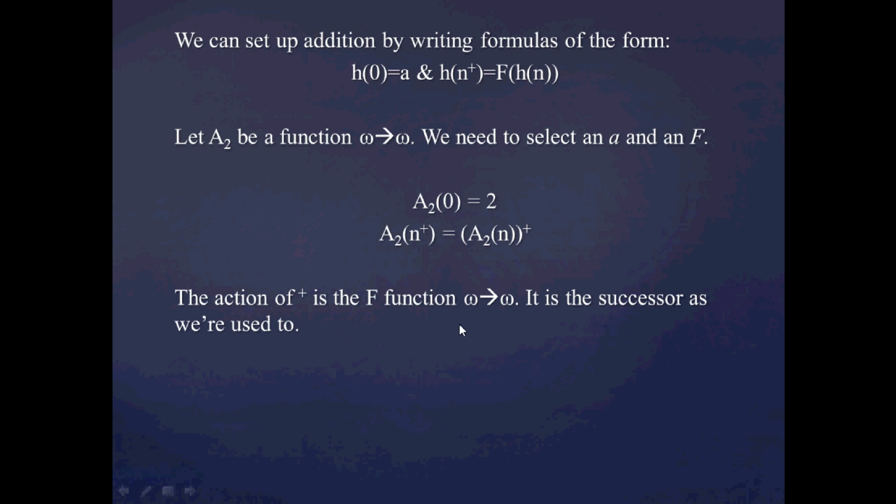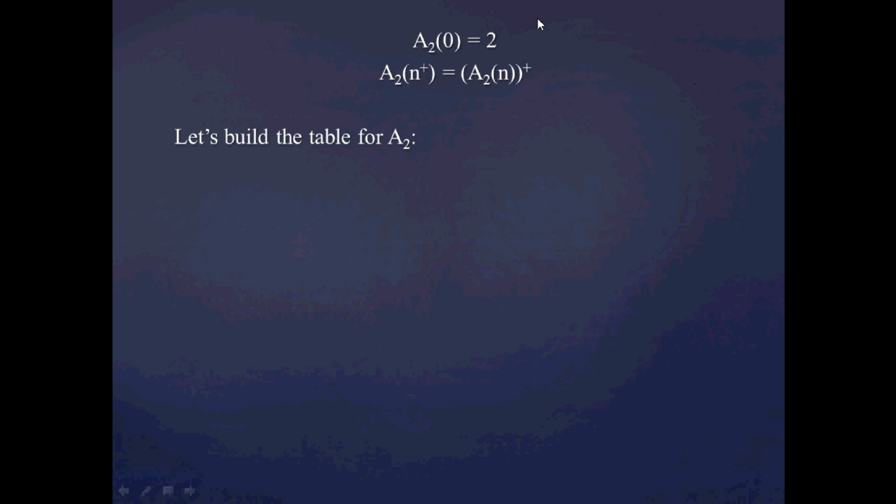And it's just a successor function as we're used to. So I claim that these two formulas here and here are completely sufficient to set up what it means to add 2 to a number. So to see the intuition behind that, let's build the table now for a2.